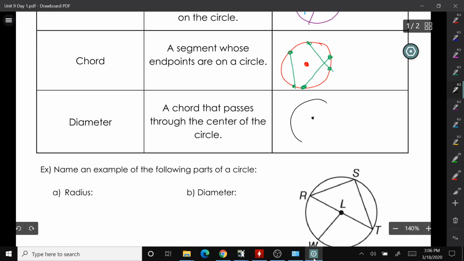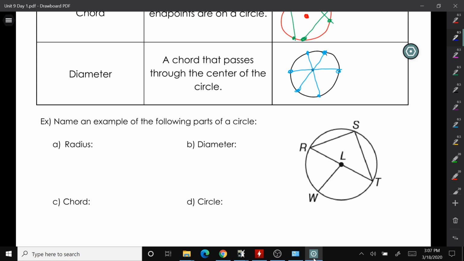Now a special type of chord is a diameter. A diameter is a chord that goes through the center of the circle. So that is a chord. That is a diameter. This is also a diameter. So just like radii, you can have an infinite number of diameters.